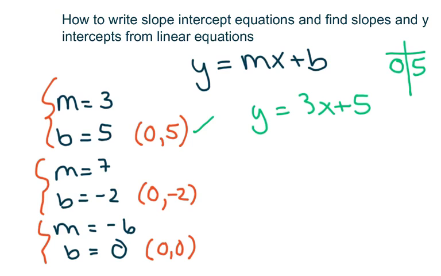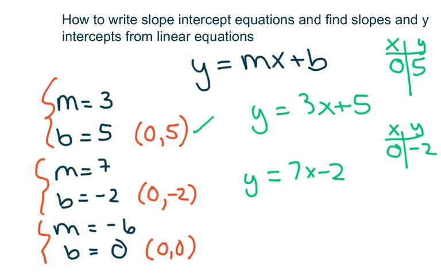So there's your y-intercept. And this one would be y equals 7x minus 2. Again, if I plugged in my 0, my y would be -2, so that means that's your y-intercept. And this last one would be y equals -6x plus 0. And then we're not going to put the 0 because that's redundant. So we just write it like that. You can put the 0 but then take it back out.